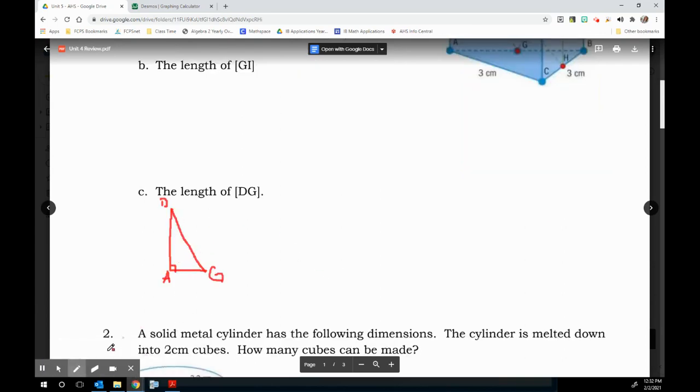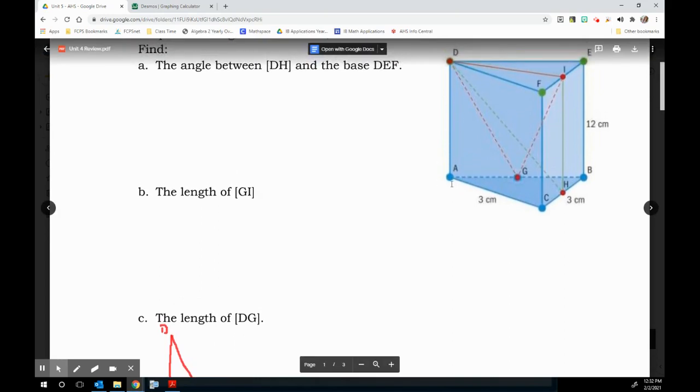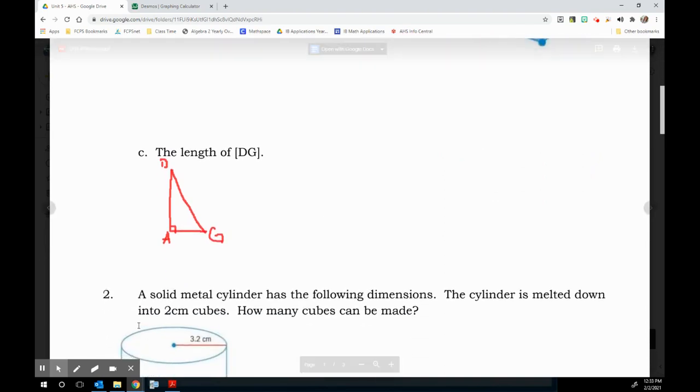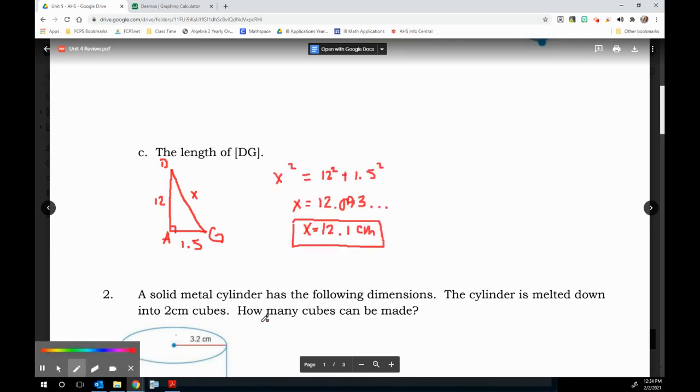All right, so looking at my DAG, I know that the height D to A is 12. I also know, like I've said a few times, that G is the midpoint. So that means A to G is 1.5. So I know that this height is 12, this length is 1.5, and we're again looking for the hypotenuse there. So it's really the same work that we did in part B, it's just we're looking for a different hypotenuse. But it'll look the same in terms of work and the same answer.